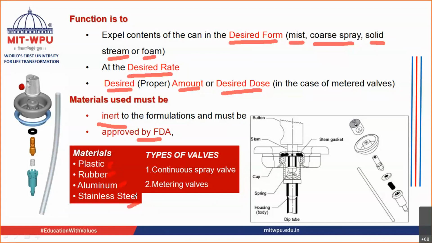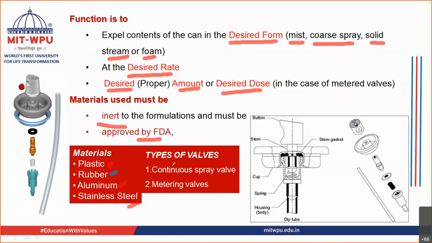Okay, if you see your gasket, your stem, your housing, many a time it is made up of plastic. If you see a gasket, it is made up of rubber. Okay, if you see your mounting cup, it is made up of aluminum. So different materials are being used in order to prepare this valve.